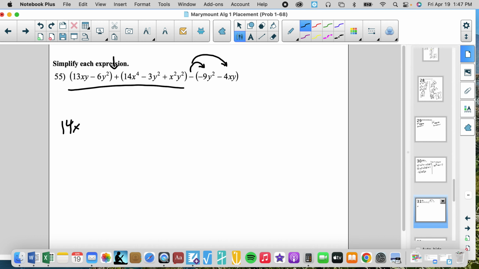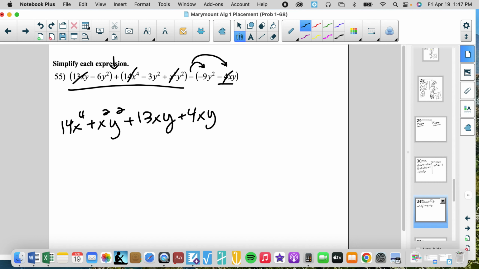We have 14x to the 1st is going to be my 1st term, and let's cross it out so we know. Then we're going to have plus x squared y squared. We're going to cross it out. x's are going to come before. We have positive 13xy. Cross that out. We have a positive 4xy. Let's cross that out. It became positive because I distributed.